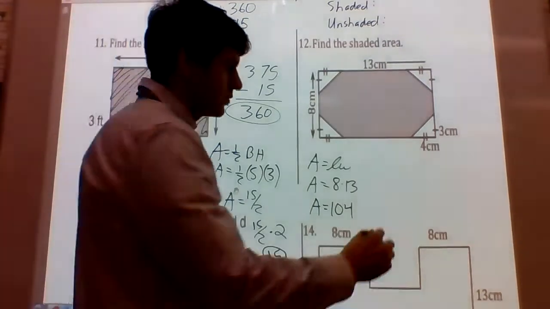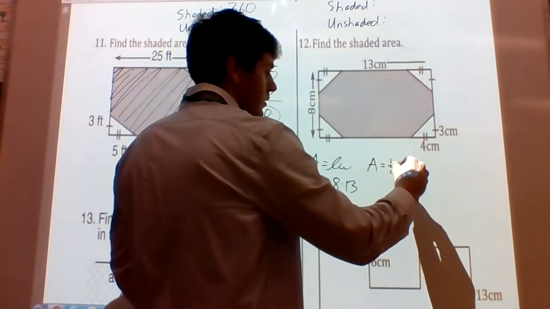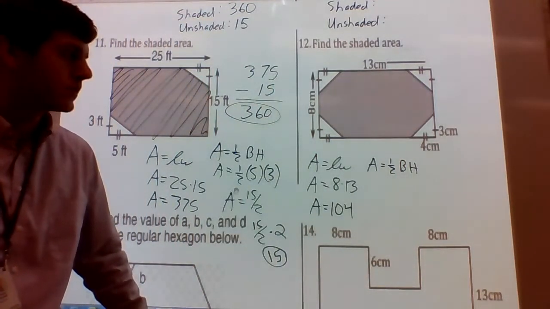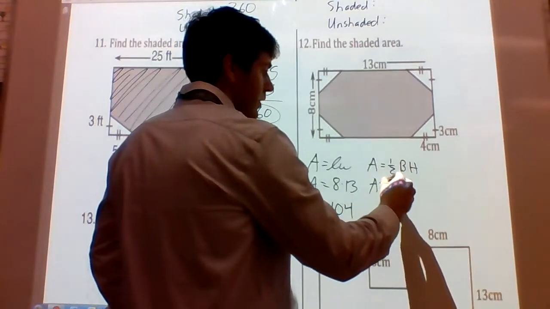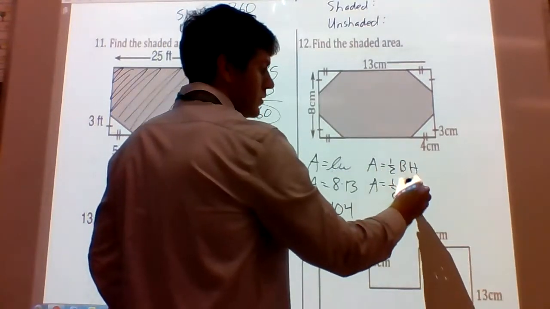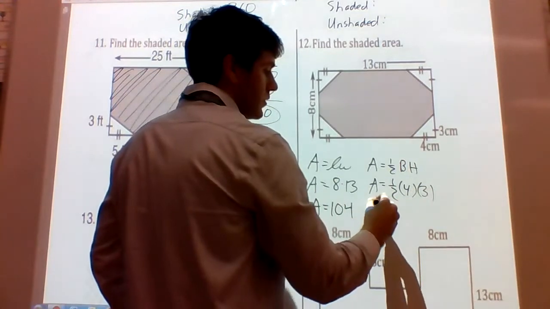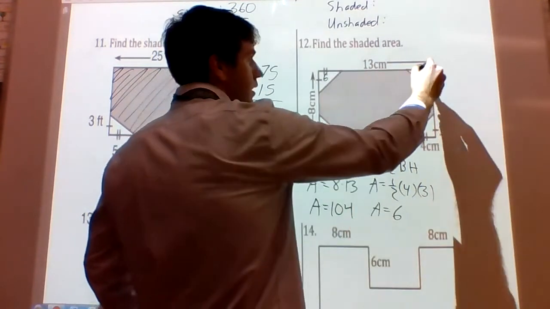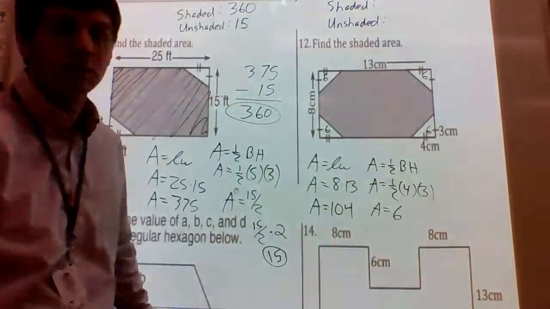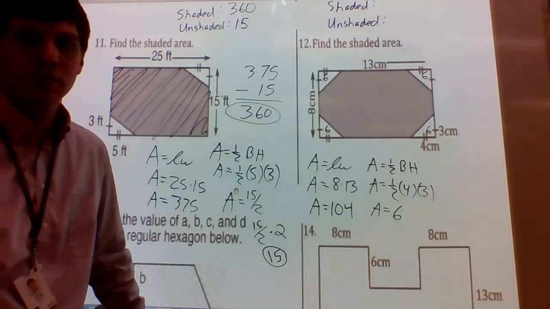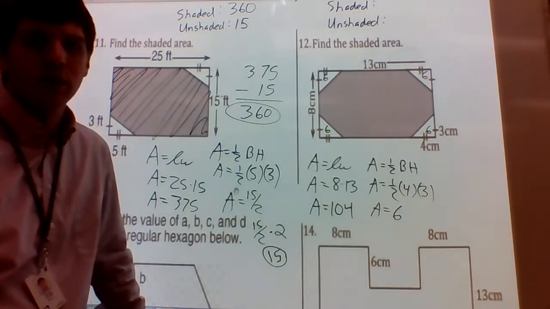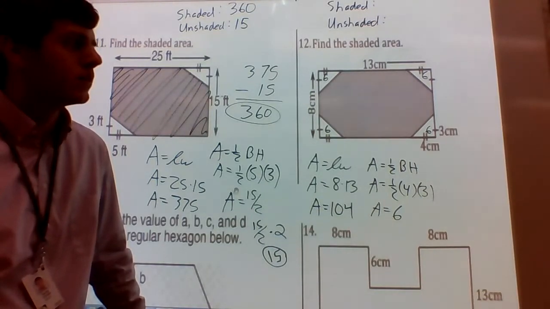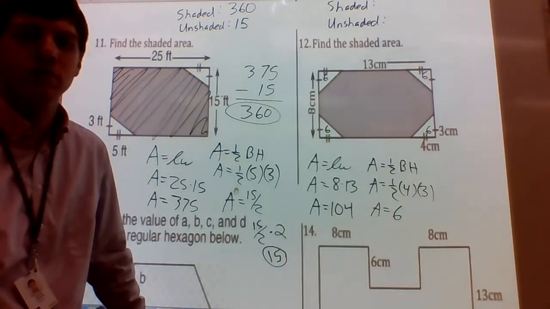We also have triangles. So the area of a triangle is 1/2 base times height. So the area is going to be 1/2. The base of the triangle is 4. The height is 3. So 1/2 of 4 is 2. 2 times 3 is 6. So we know the area of our triangles is 6.